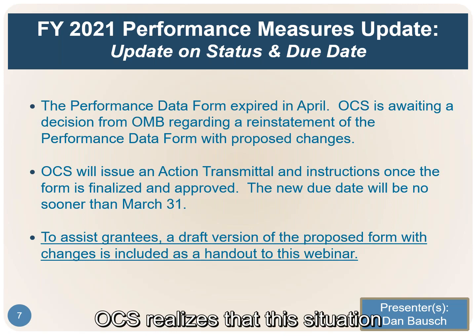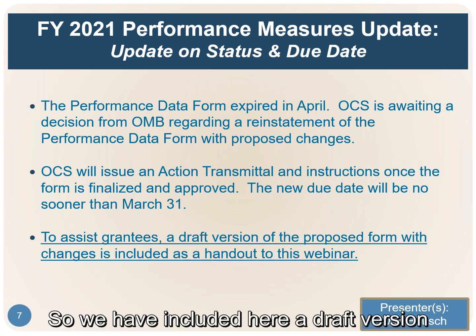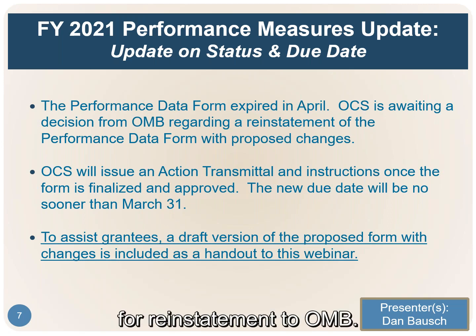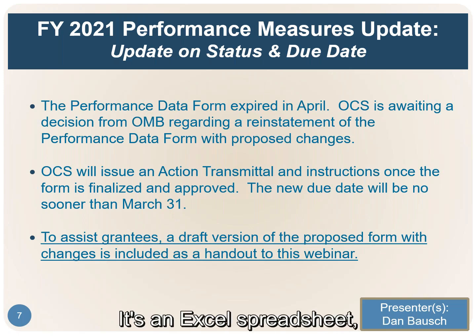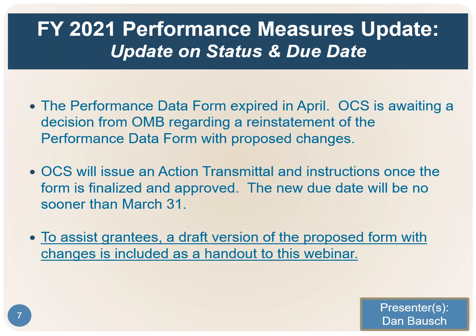OCS realizes that this situation can be a little bit difficult, so we have included here a draft version of what the form looks like that was submitted for reinstatement to OMB. It's in the handout bar, probably on the right side of your screen. It's an Excel spreadsheet, similar to the spreadsheets you worked with last year.